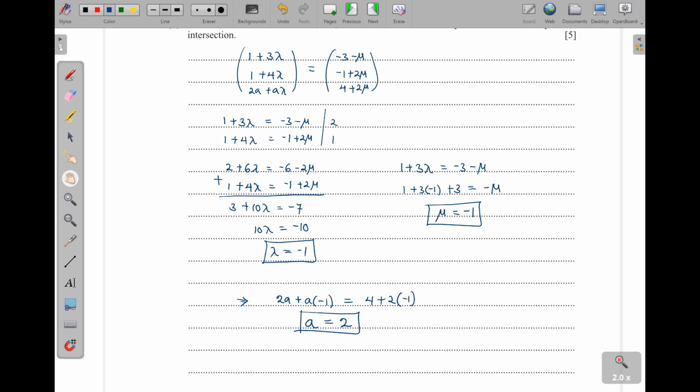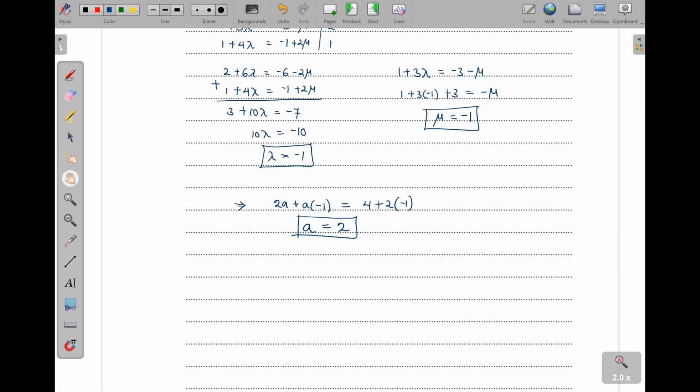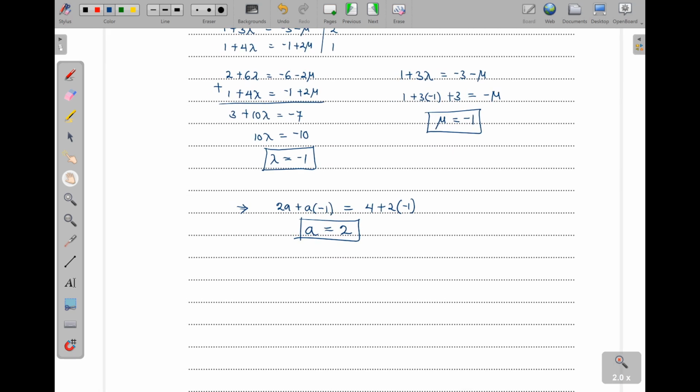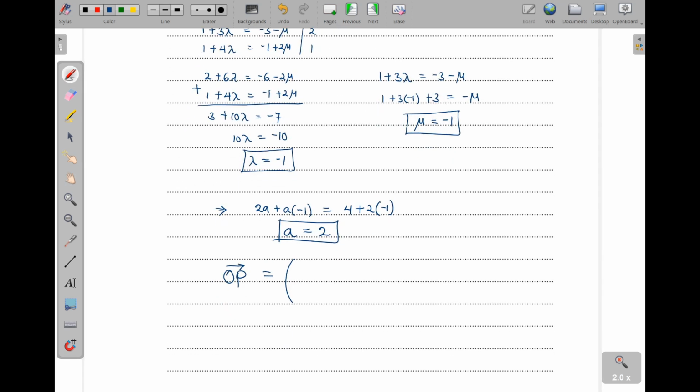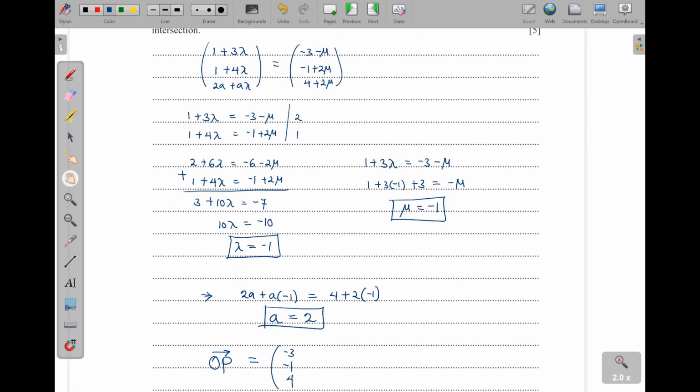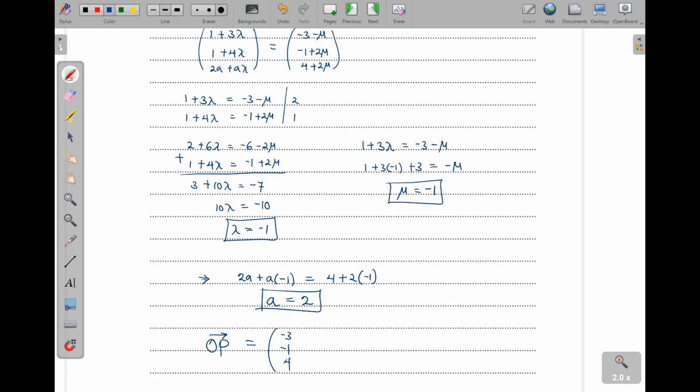And then the position vector of the point of intersection, let me call it OP. If the point of intersection is P, then the position vector, I can use any of the two. I can use negative 3, negative 1, 4, negative 3, negative 1, and 4. And then there is minus mu. So minus mu is negative 1, okay? And then plus 2, then negative 1, and then plus 2, again negative 1.